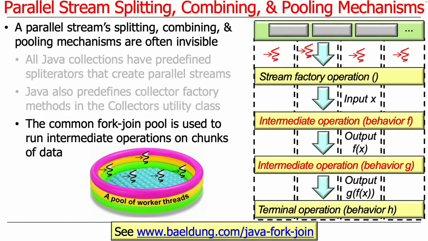And then finally, and this is the really interesting part, this is the part where we'll spend time on the other ones too, but the common fork join pool is the means by which the streams framework runs these intermediate operations on chunks of data in parallel. So this is a pool of threads, typically sized to the number of cores minus one. We'll talk about why there's minus one later. And that's where all these things run after they've been turned into chunks.